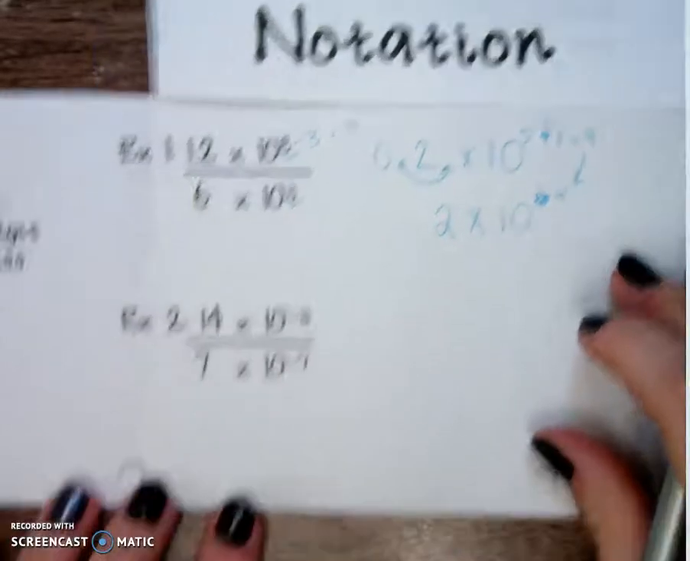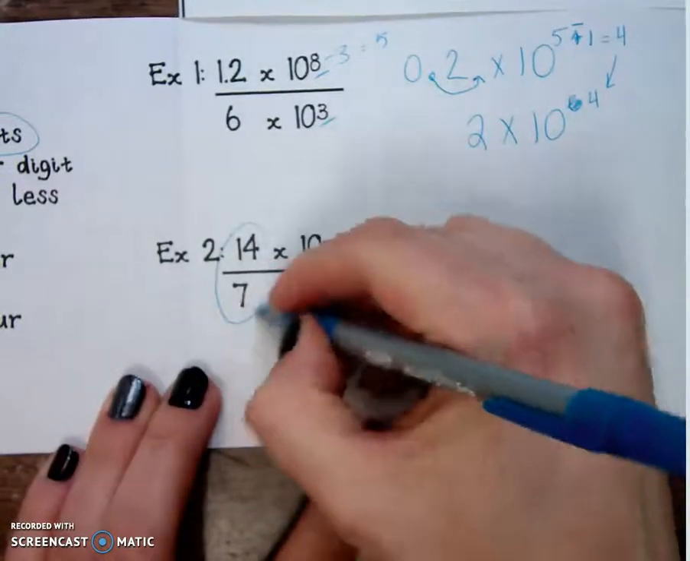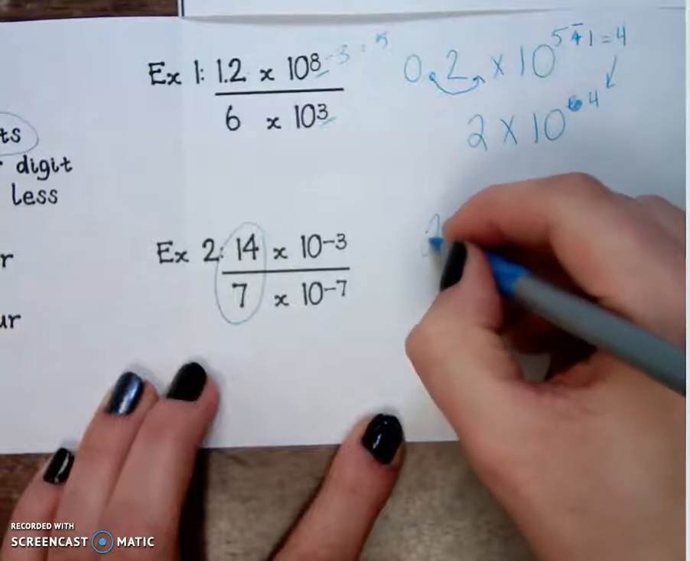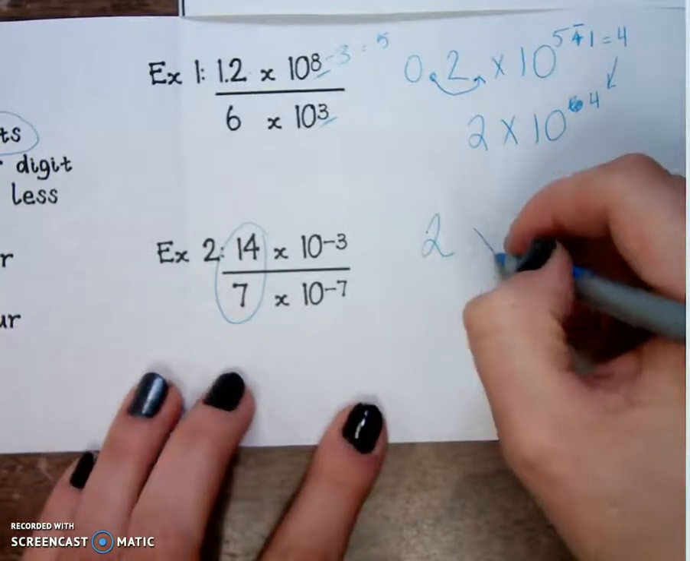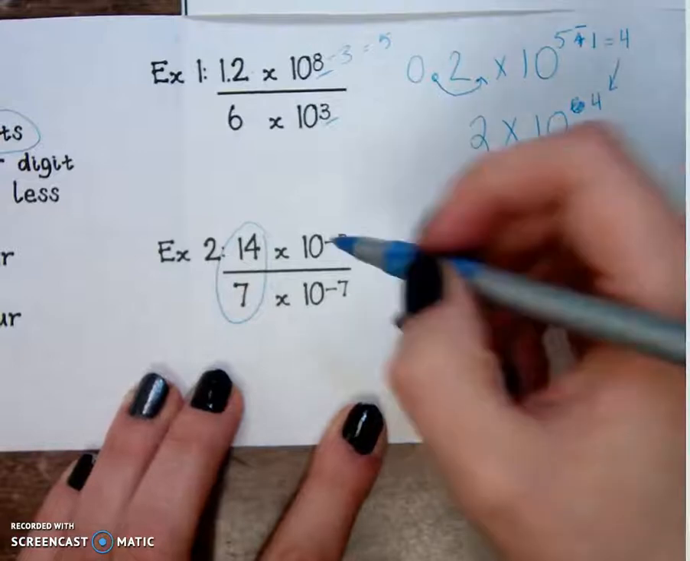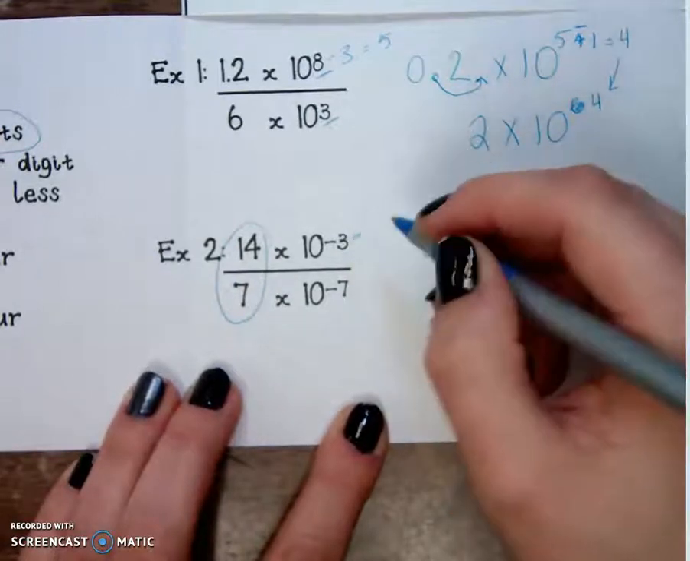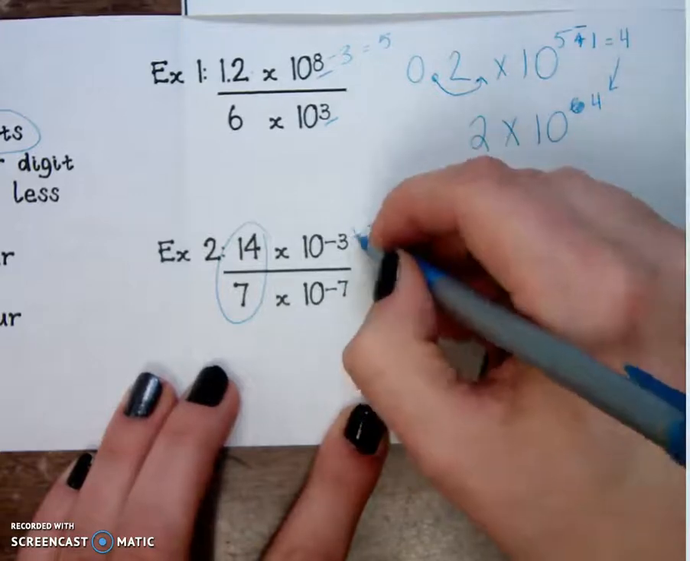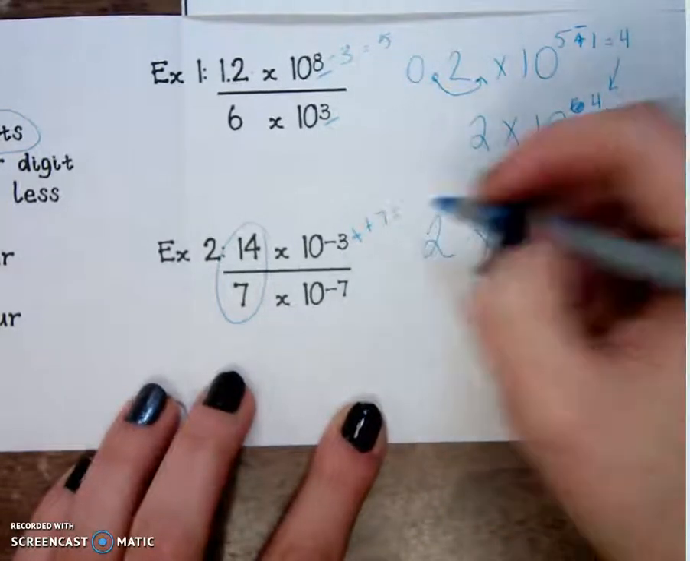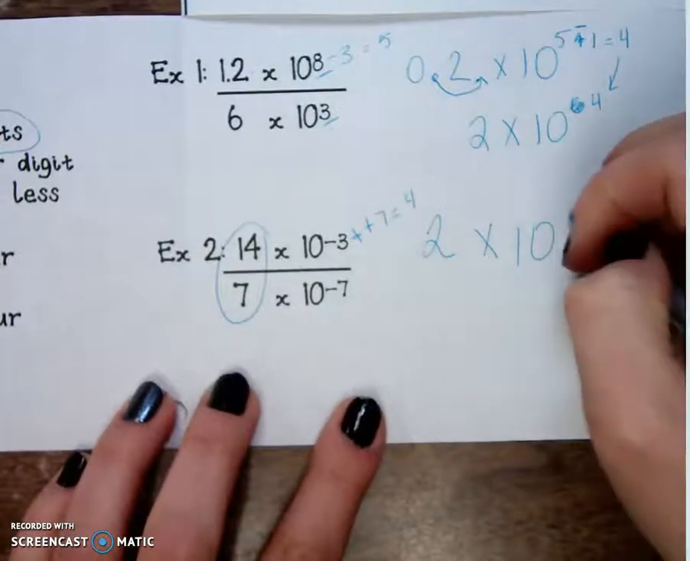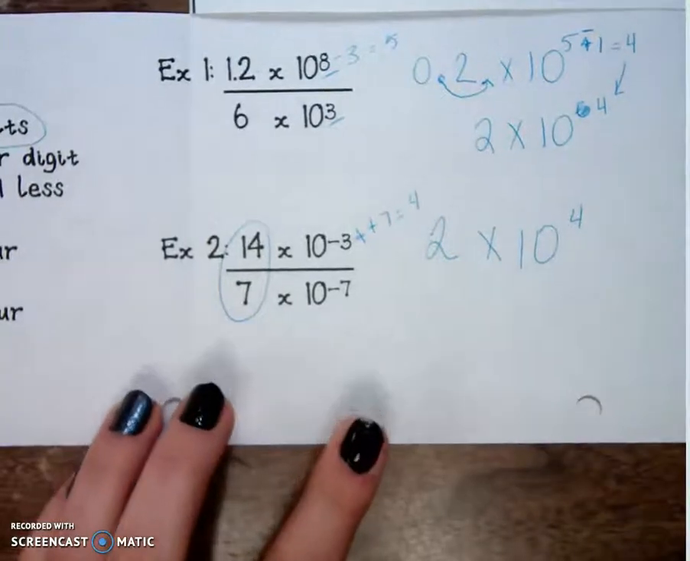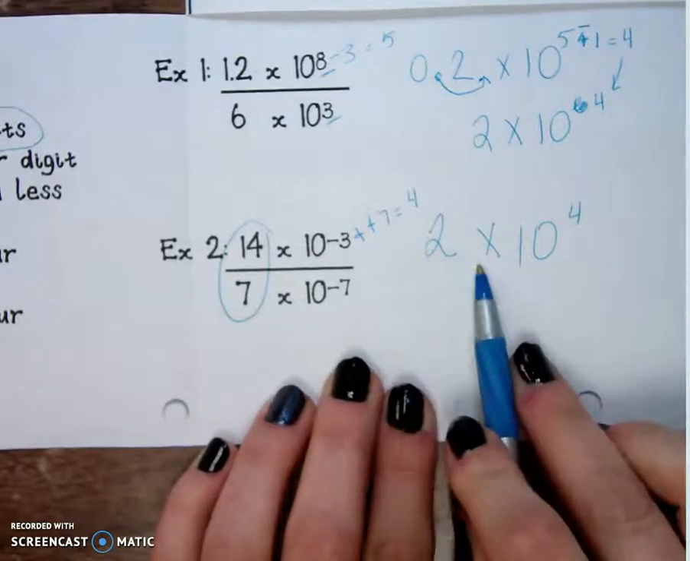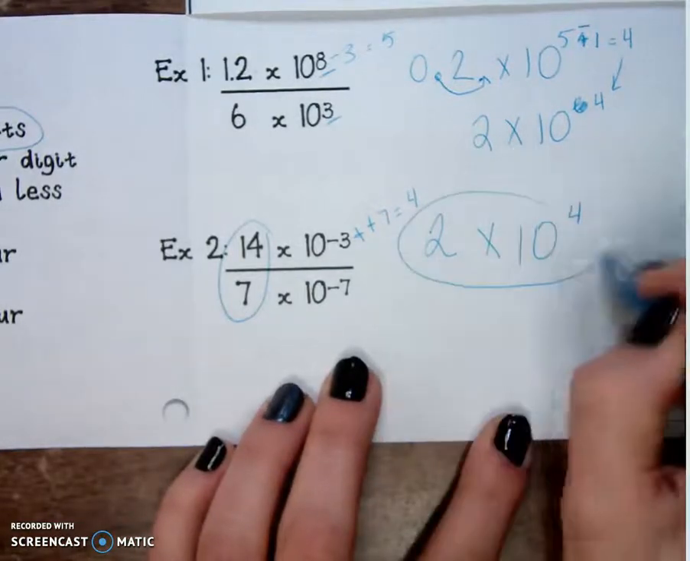Okay, and our last example, we're going to, again, divide the digits. 14 divided by 7 is just 2. And then we have our power of 10. So times 10, the rule is to subtract the exponents. -3 minus -7. Keep change, positive 4. Check to see if your digit's between 1 and 10, and it is, it's 2. So we keep 2 times 10 to the 4th power.